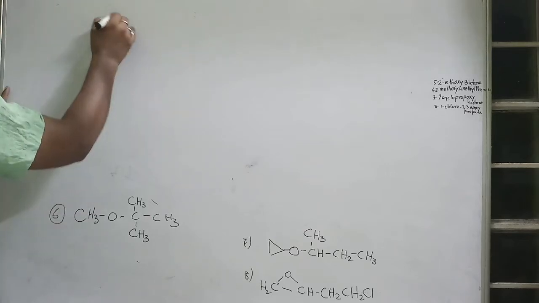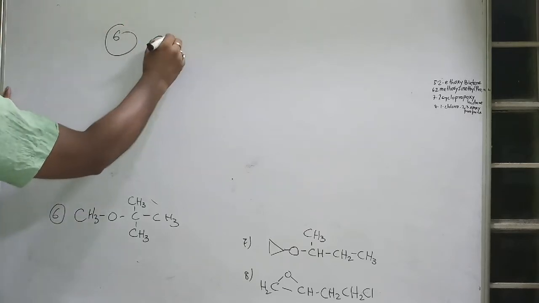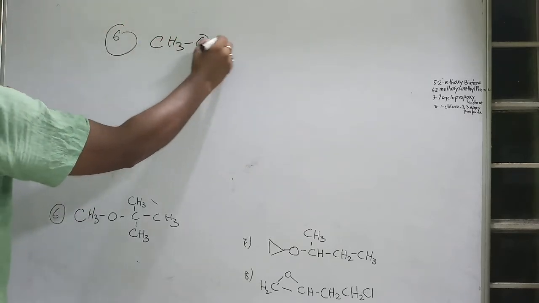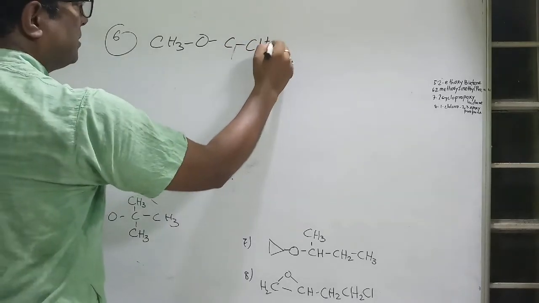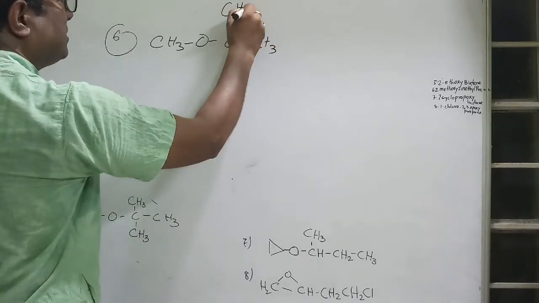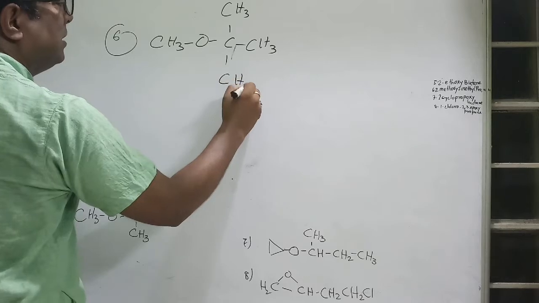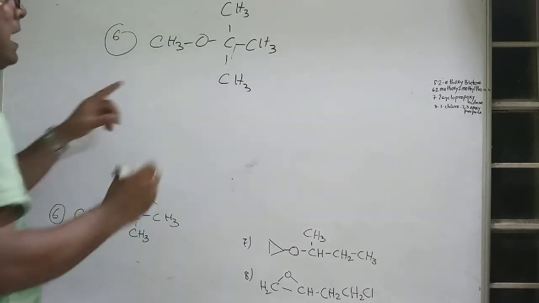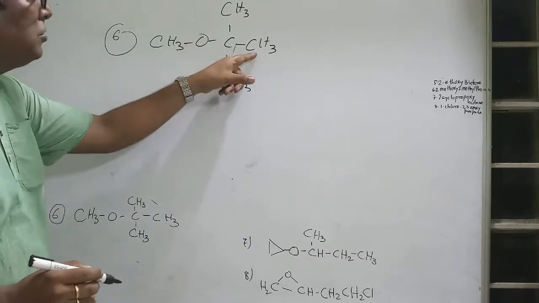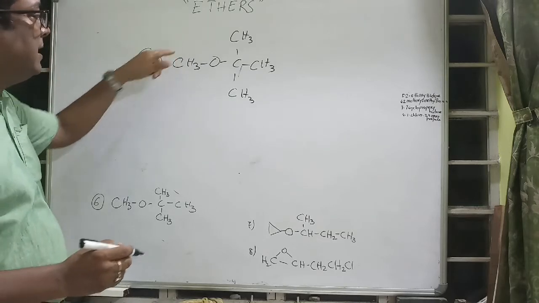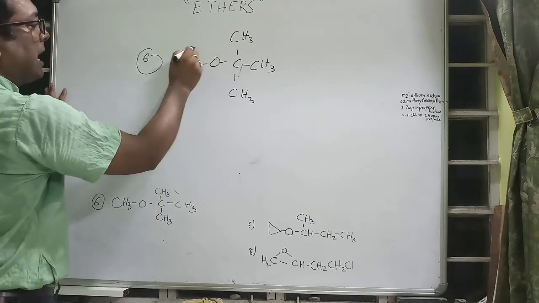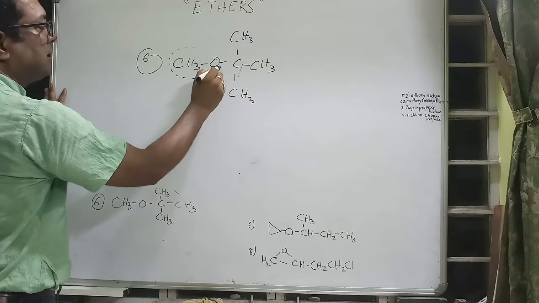So in point number 6, you have CH3O, CH3, and here CH3 and CH3. So this is the oxy group, and this group will not go together with this compound. It will go to such a compound which contains a lesser number of carbon. So I will just mark it like this.